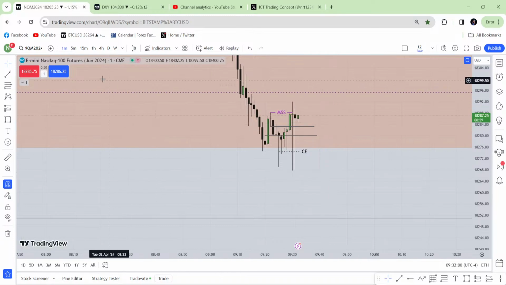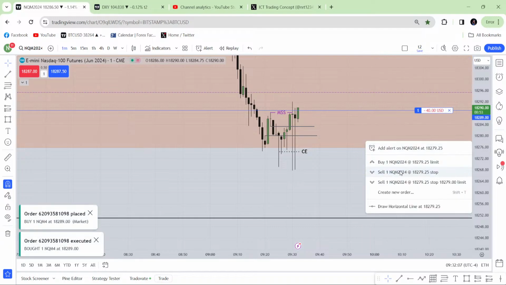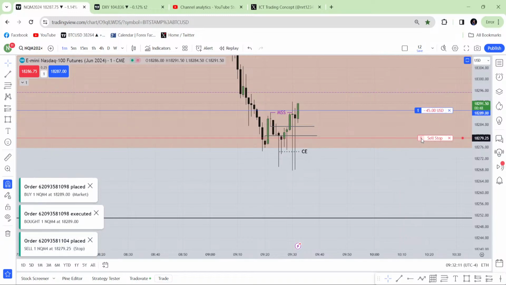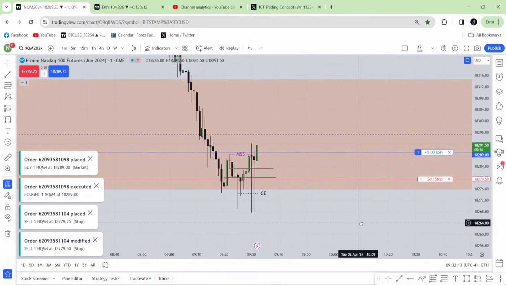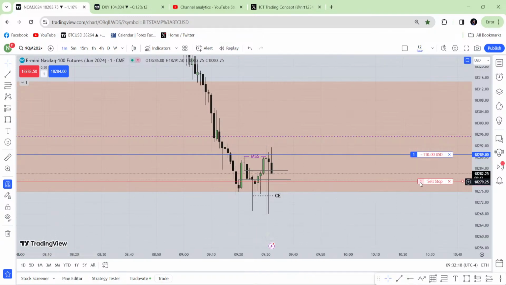Okay, overall I'm at a $600 loss, but I'm cool with that. $600 loss. That means near about 30 handle. I'm in loss with 30 handle.